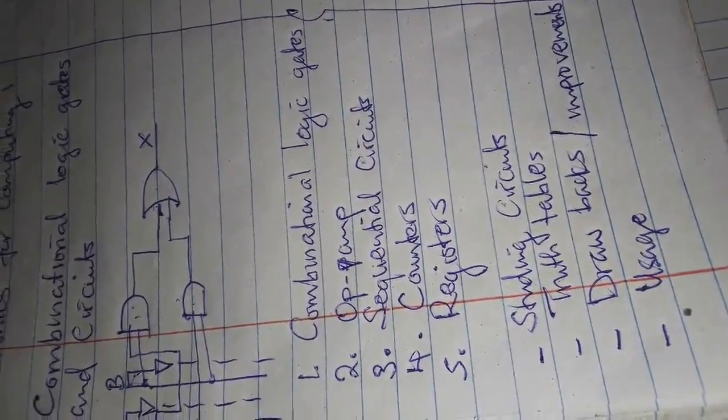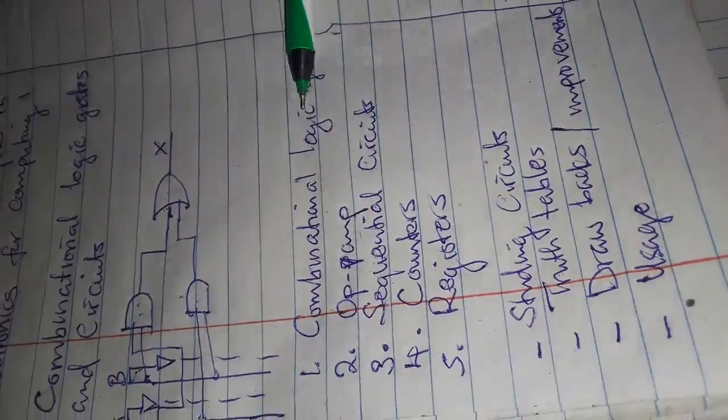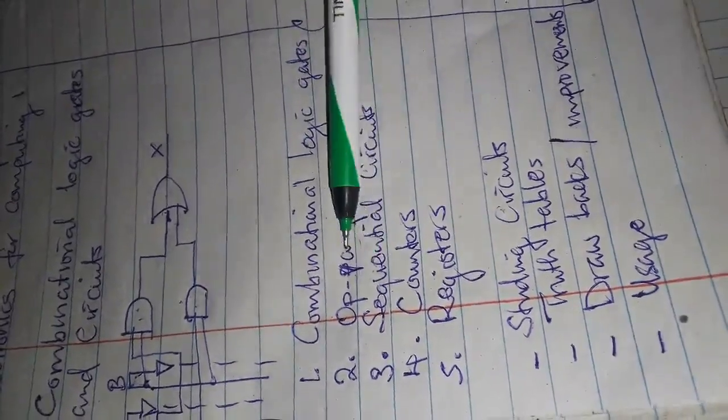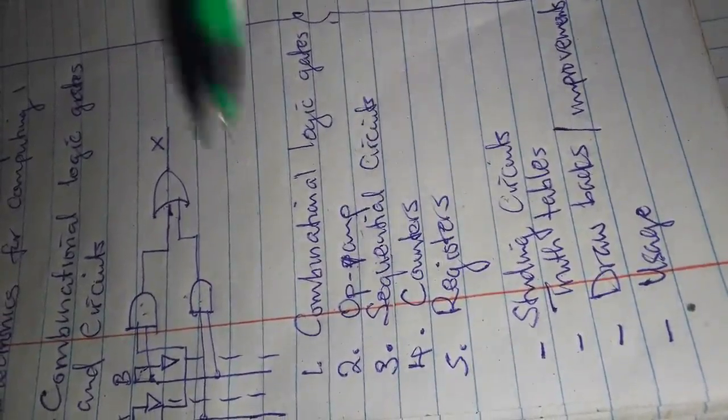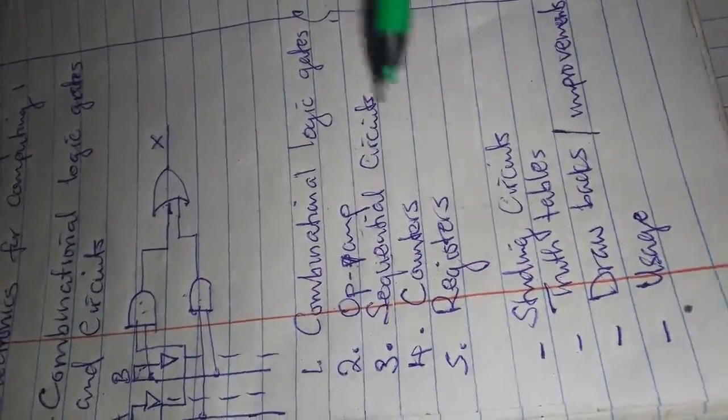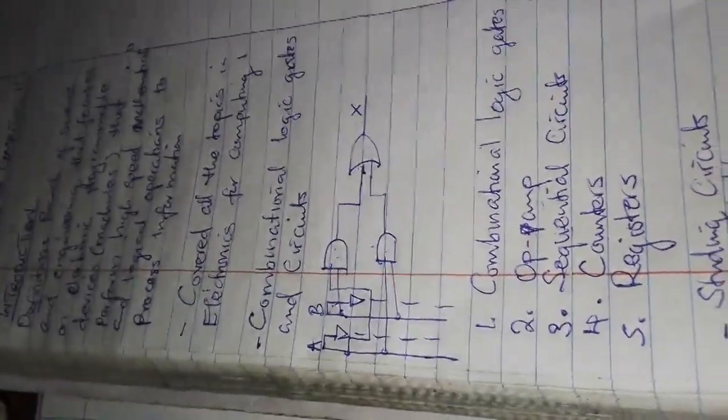So we're going to be looking at different types of combinational logic gates and circuits. We're going to look at op amps, sequential circuits, counters, and registers. So this is what we're going to cover in Electronics for Computing 2.